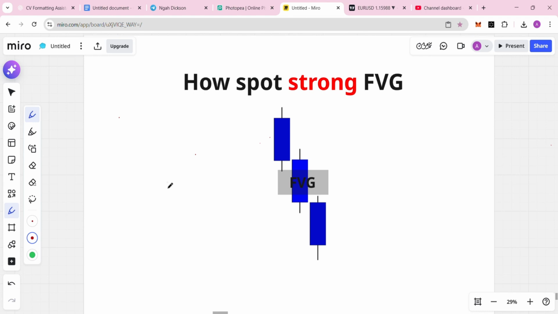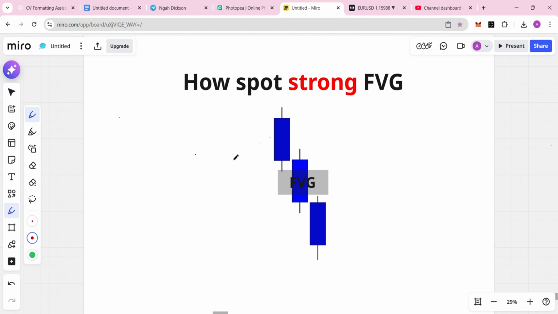So today I want to break down the concept of fair value gap, especially how to find the most valid, or the strong and the weak fair value gap, how to identify the weak and the strong fair value gap. Before I continue, I would like to explain the fair value gap for those that have no prior knowledge of the fair value gap.